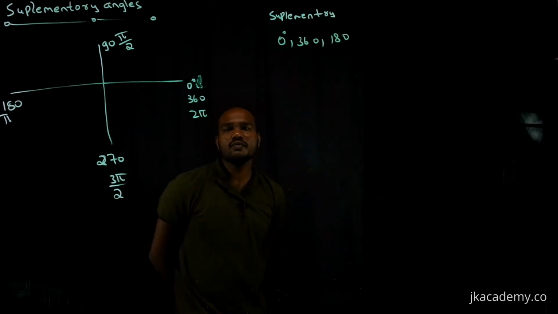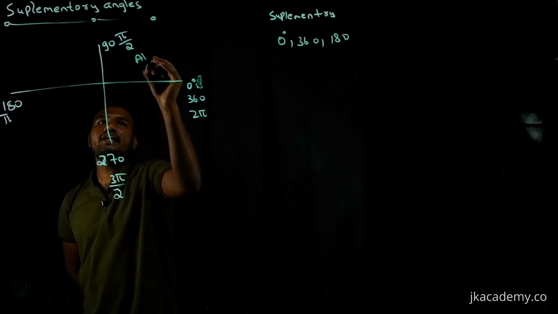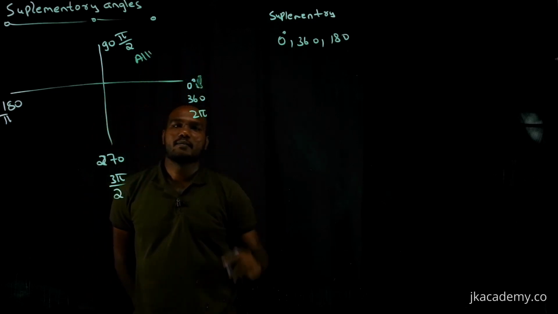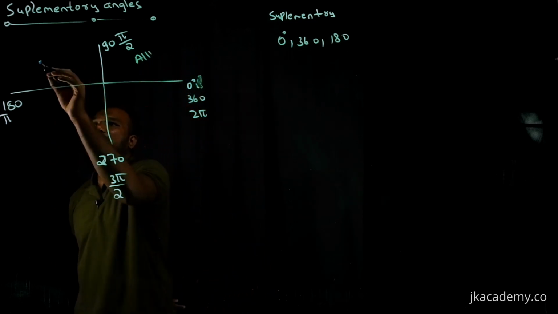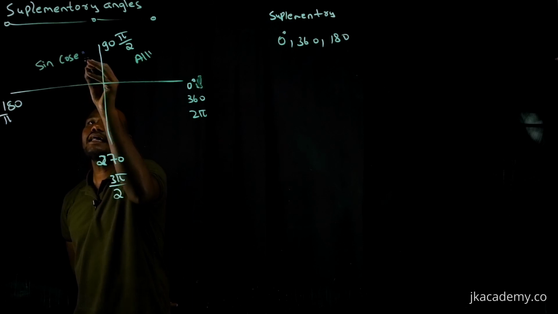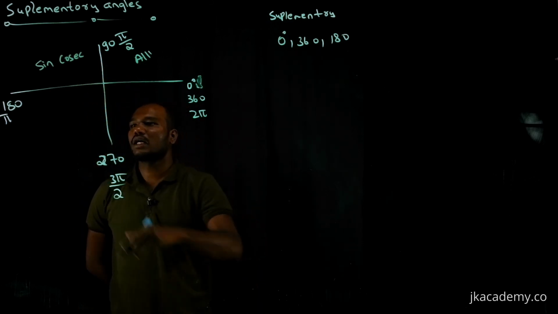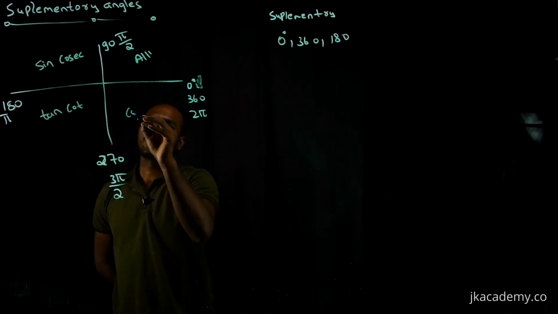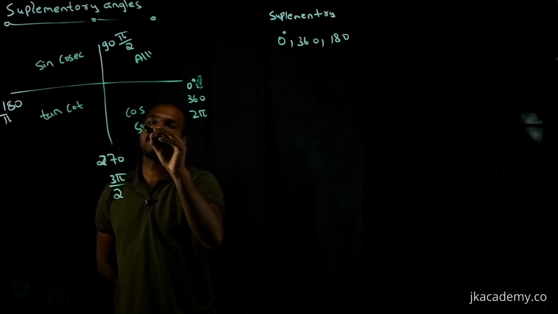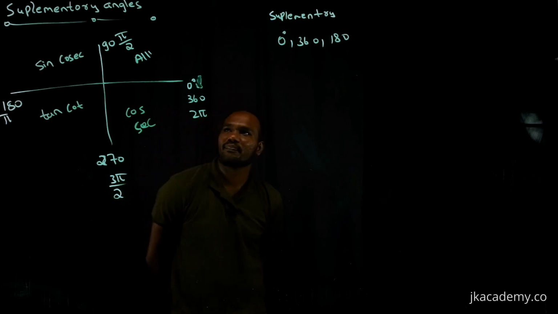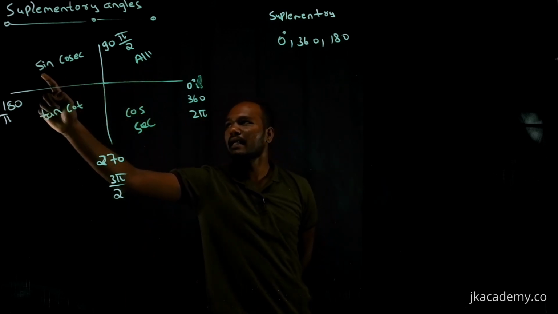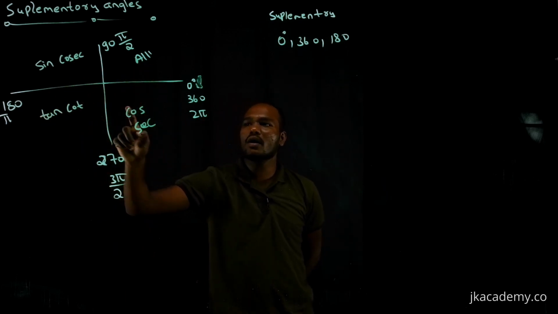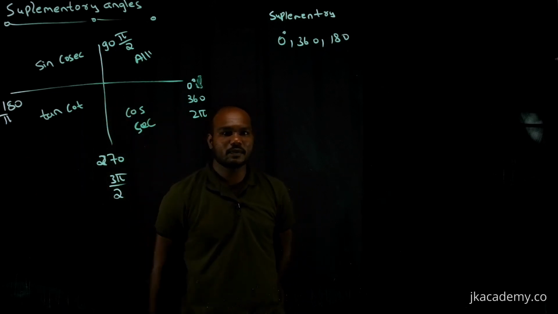In the last video also we learned all trigonometric functions are positive here. Here sine and cosecant are positive. Here tan and the reverse cot are positive. Here cos and secant are positive. All, sine and cosecant, tan and cot, cos and secant. You know all of this is positive.